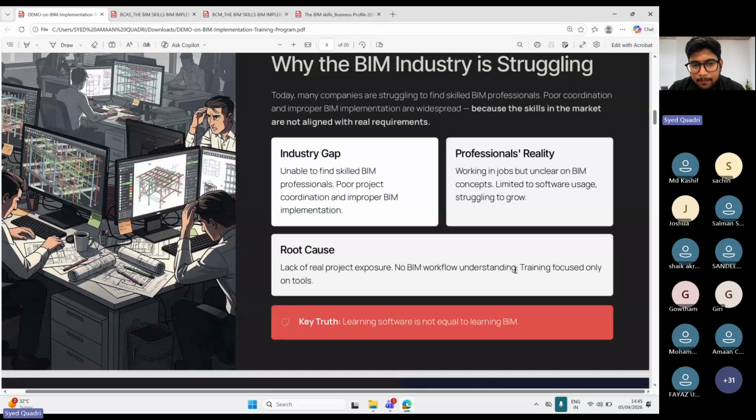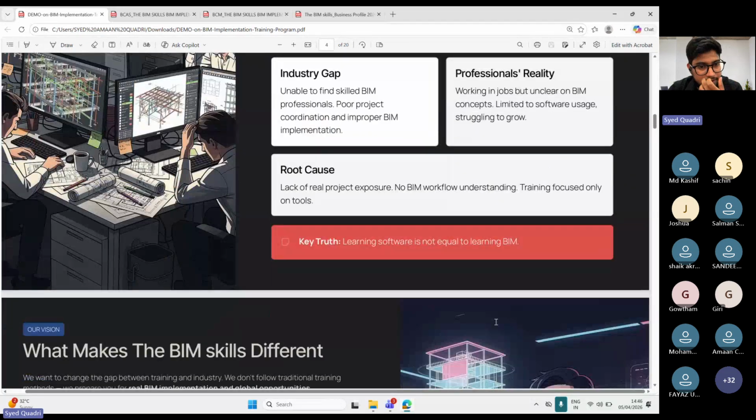So, no BIM workflow understanding. Recently I saw one candidate who called me and said, I want to learn only Revit Architecture. If you learn only Revit Architecture, you will understand the tools and get the job, but you will not know how to implement BIM. If we don't know how to implement BIM, how can we lead, right? Training is mostly focused on tools, not the workflow. And candidates are more interested in tools rather than procedure or workflow. So the key truth: learning software is not equal to learning BIM, right? We discussed this last time.